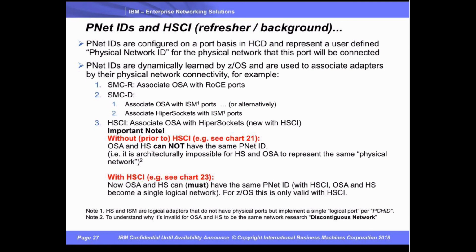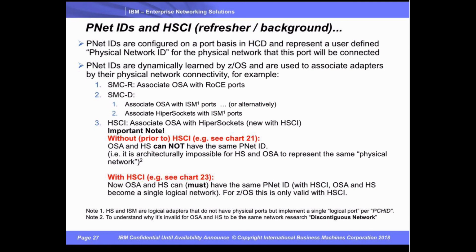Chart 27 is a refresher for PNET IDs. I've been using that term, physical network IDs, and how HiperSockets Converged Interface affects it. Now, most of you on this, I'm hoping, are familiar with how we use physical network identifiers. It identifies a physical network and broadcast domain, which we know is the same. It's configured in HCD, and for OSA, it's on a port basis, or for RoCE, it's a physical port attribute. Where does this port connect? What physical network does it connect to? And all the operating systems and the hypervisors, what have you, can dynamically learn this value by configuring it in one place.